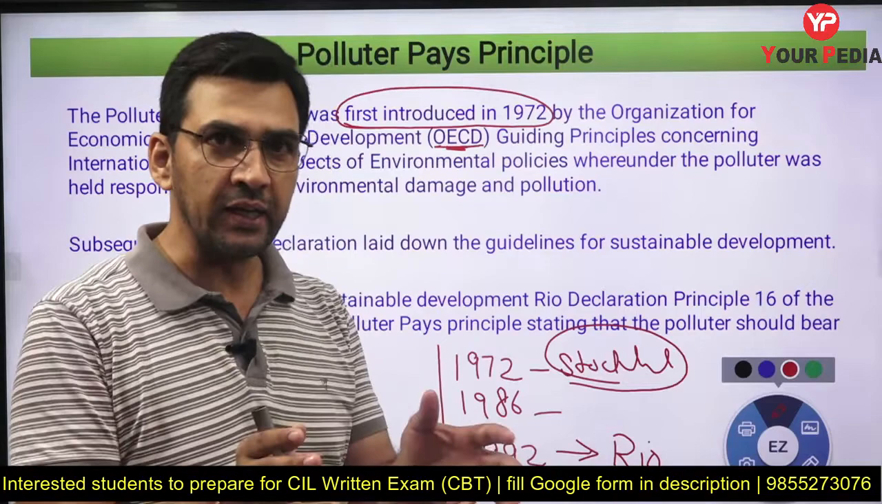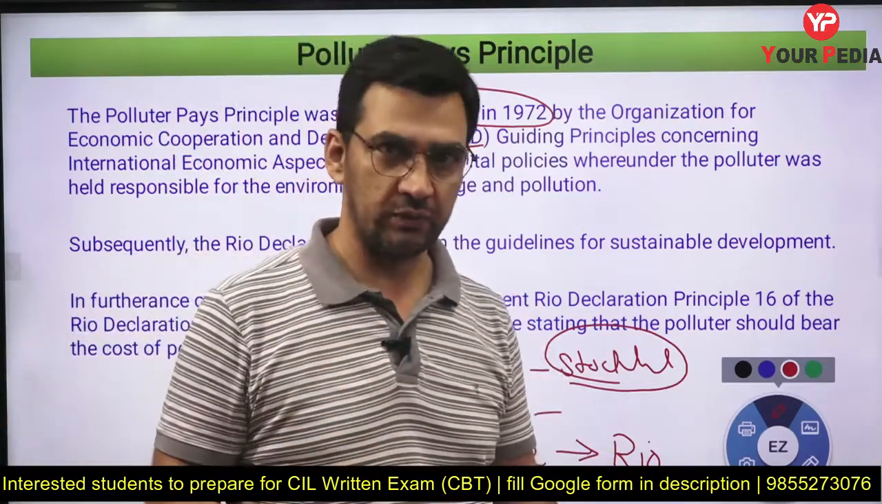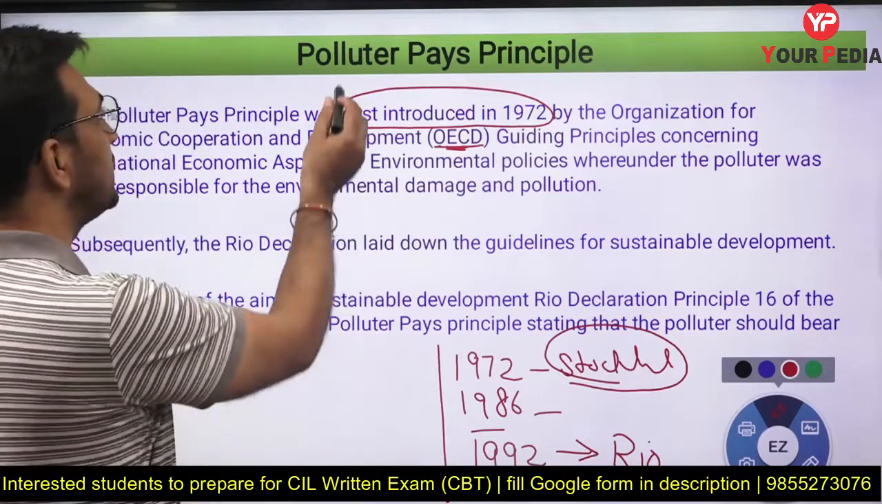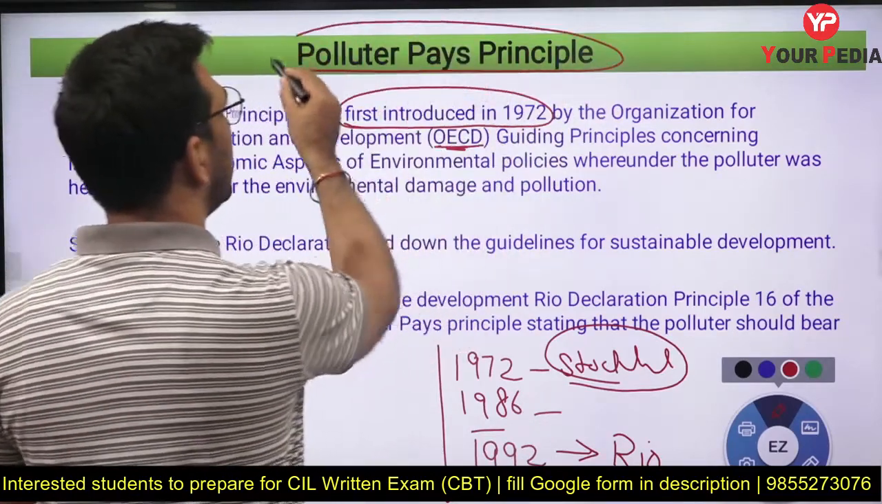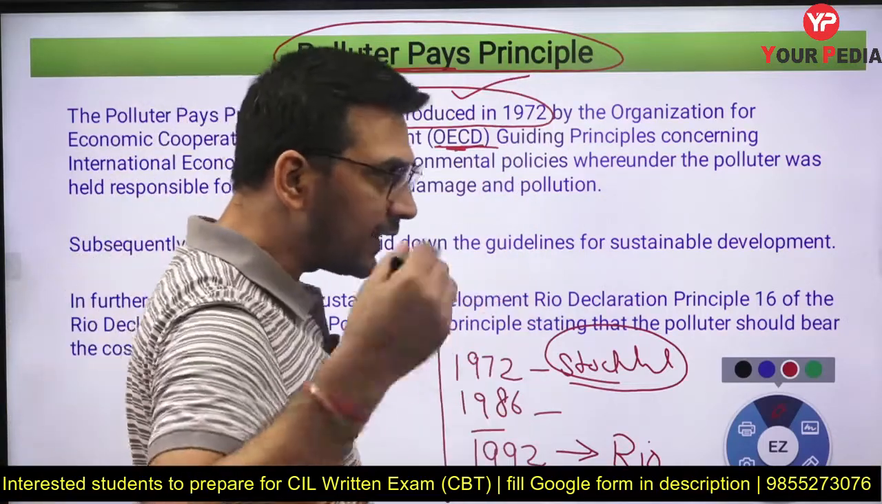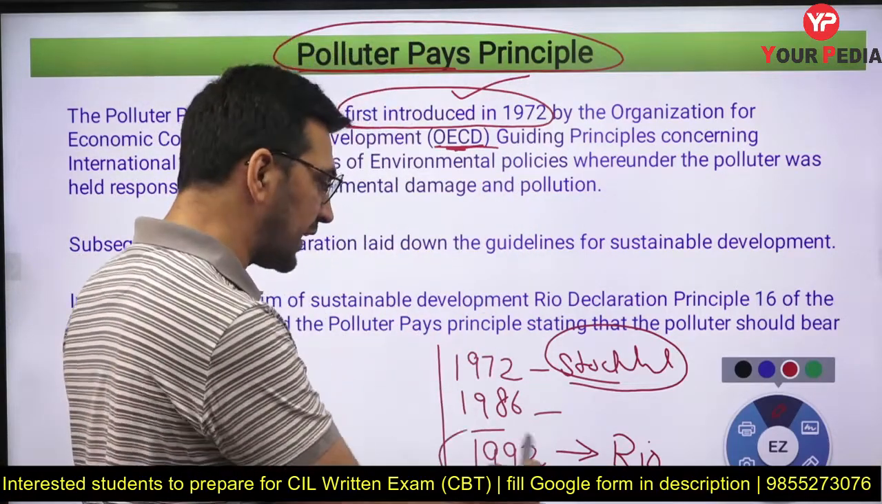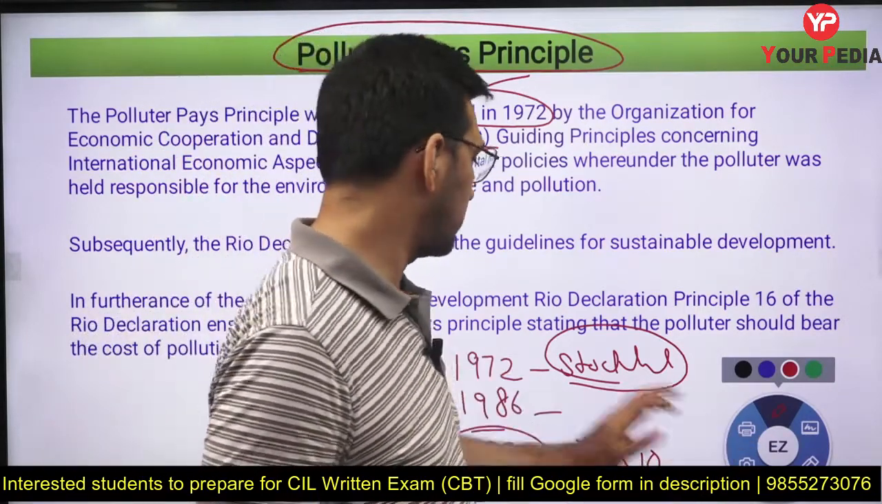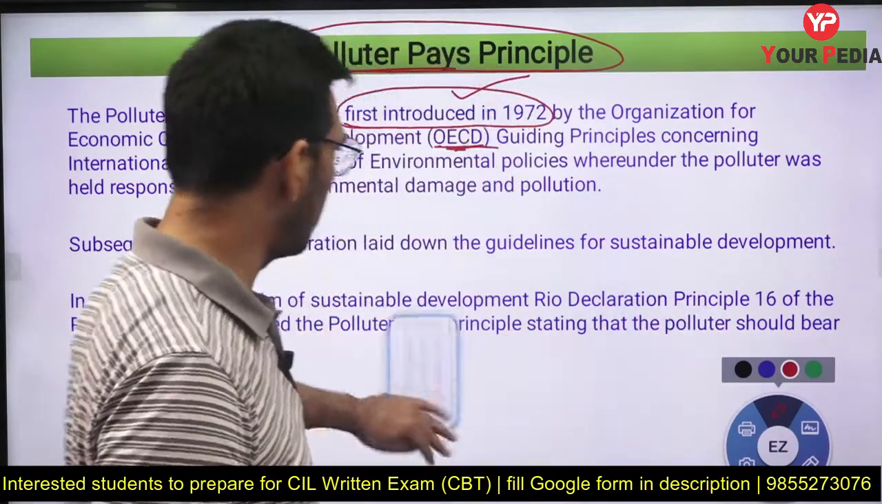And after the meeting they came out with some declarations, and in that declaration they mentioned very clearly this polluter pays principle. So who first introduced this, and then at a later stage, in 1992, it was enshrined in the Rio Declaration also. That is what is mentioned over here. So this information we need to remember.